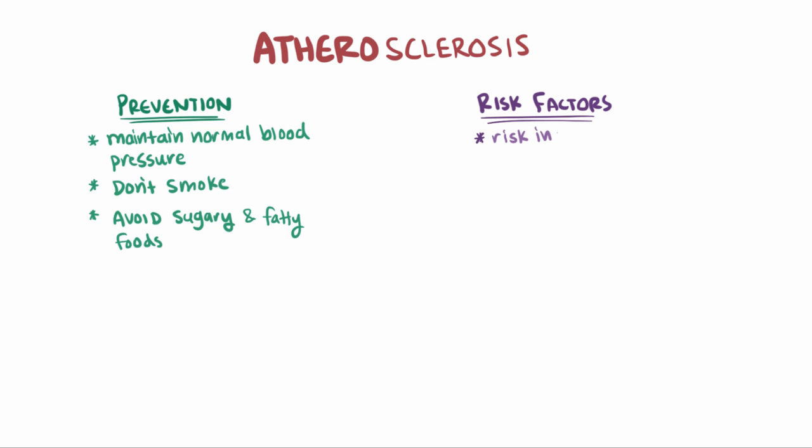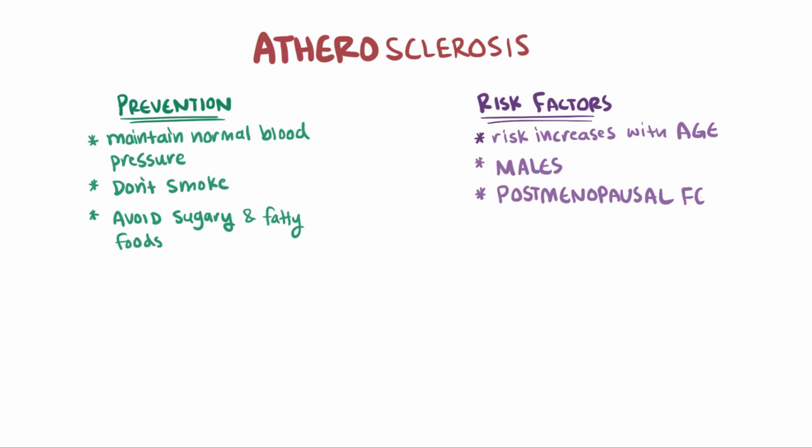You're more likely to get atherosclerosis as you get older. Males and postmenopausal females are also more prone to the disease, but premenopausal females are less at risk because higher levels of estrogen have a protective effect against atherosclerosis. No big surprise here, but people who have a family history with atherosclerosis are also more at risk. Okay, that's enough atherosclerosis for one day.